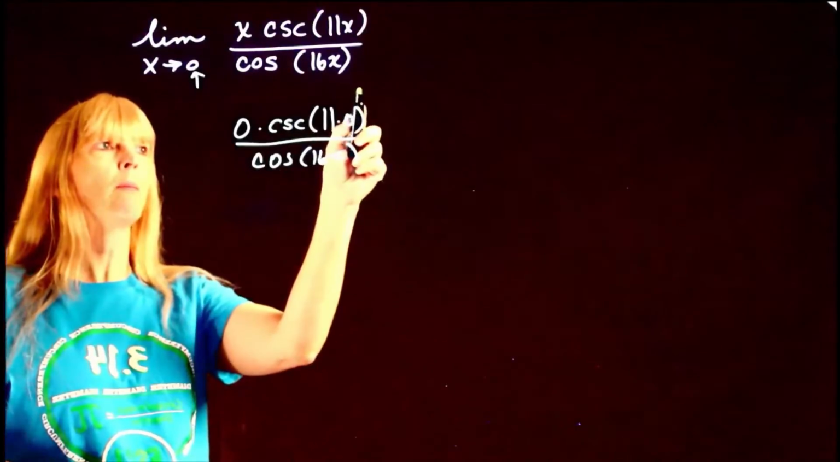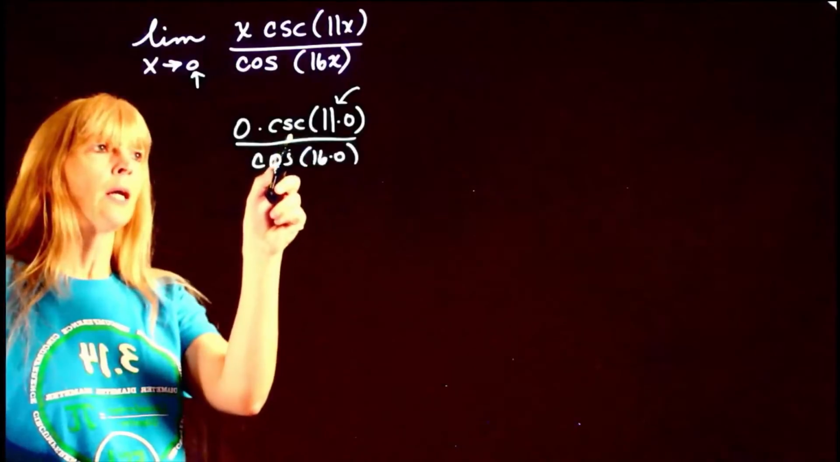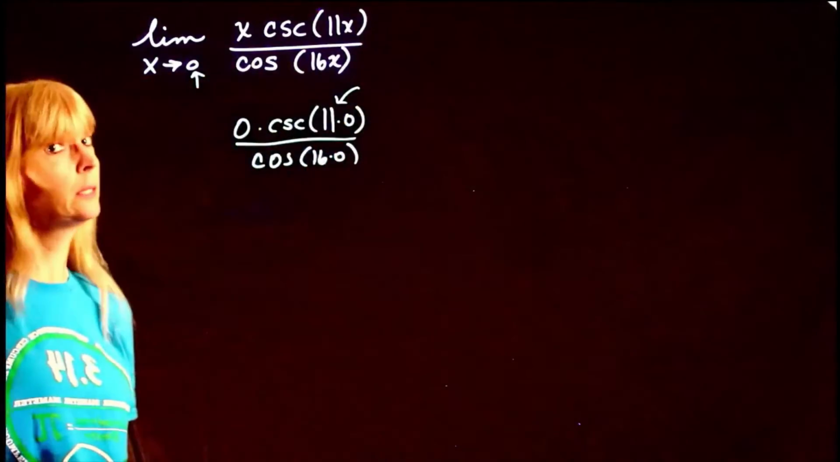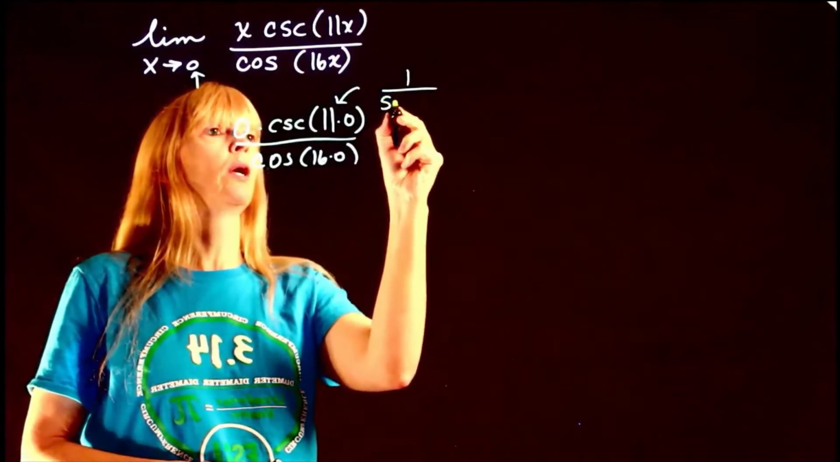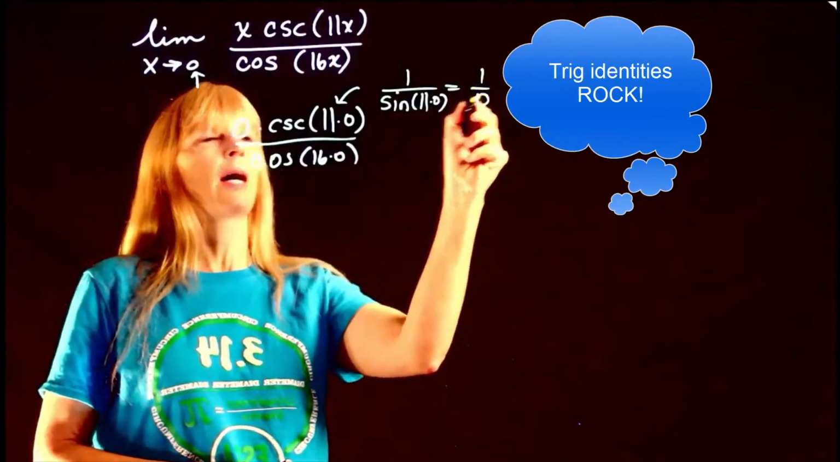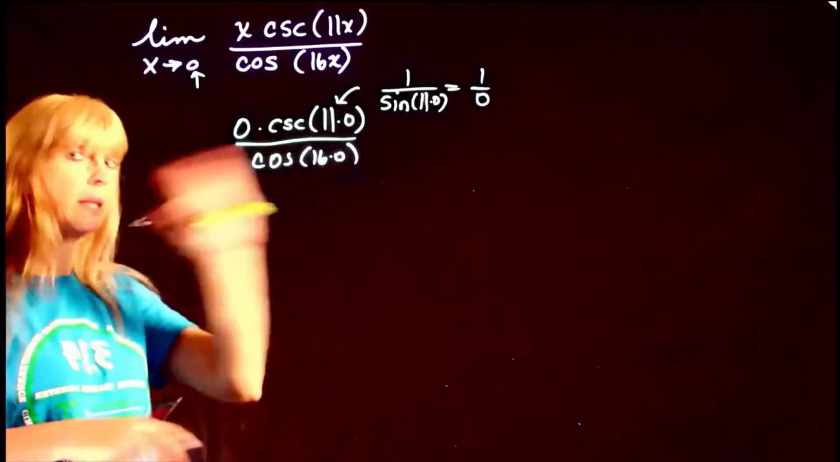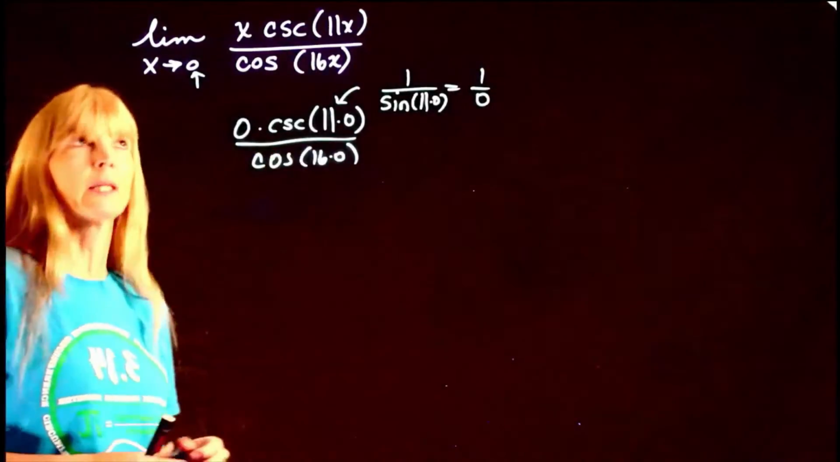the cosine of 0. But the problem is even though this is 0 times something, unless you recognize that the cosecant, remember these trig identities that you all love? This is the same thing as 1 over sine. And now are you going to divide by 0? We hope not, right? So can't do it that way. So I have to think about some other things I can try.